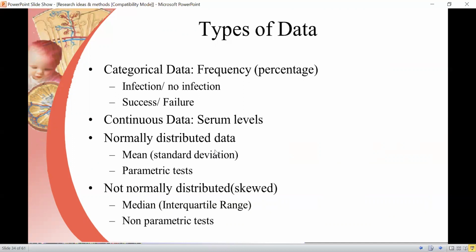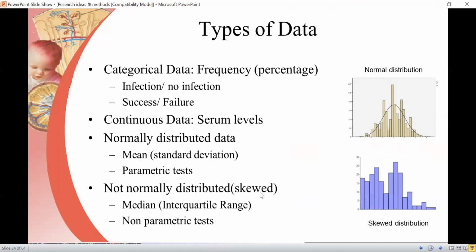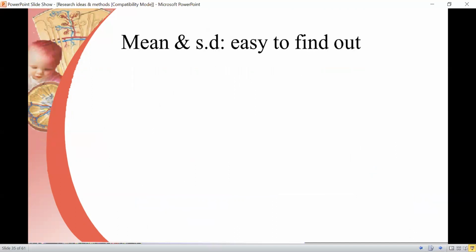What do you mean by normally distributed? That means they form a bell-shaped curve. If they are not normally distributed or skewed data, then you have to express them as a median and interquartile range. So that is a non-parametric data. So the type of statistical test you use depends mainly on the normal distribution or a skewed distribution. So there are tests to find out how this is also there. I'm not going into the details, but there are a lot of normality tests available.